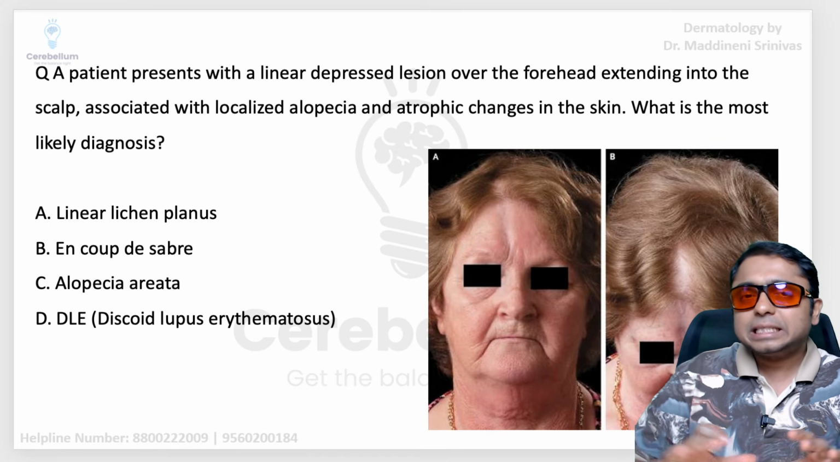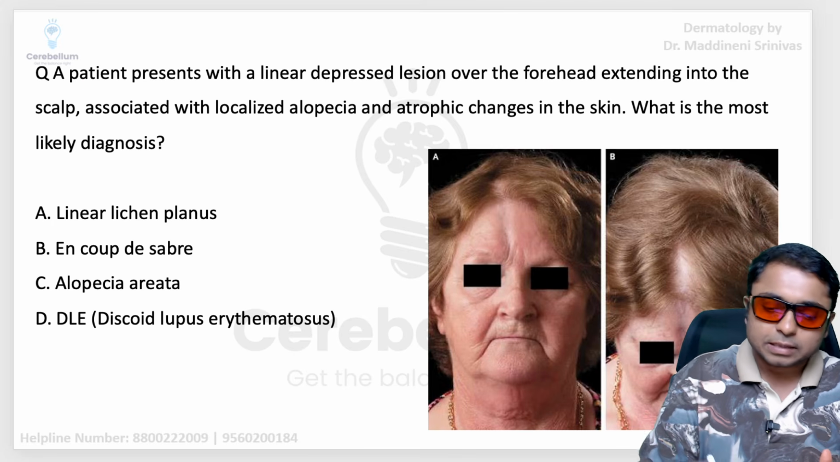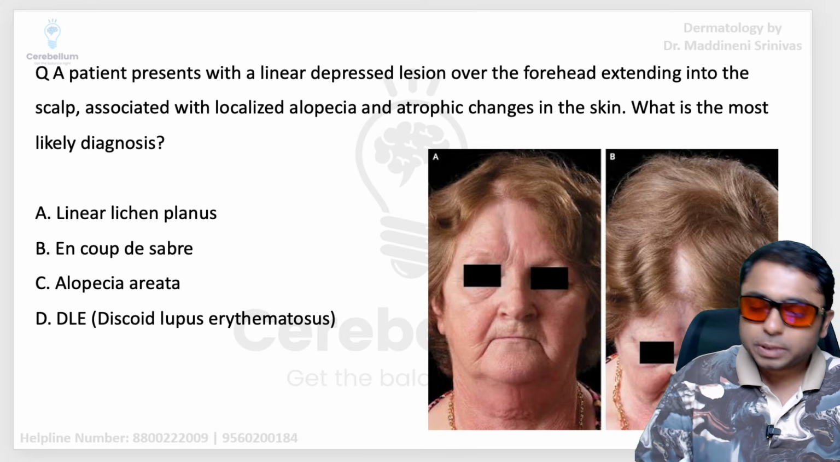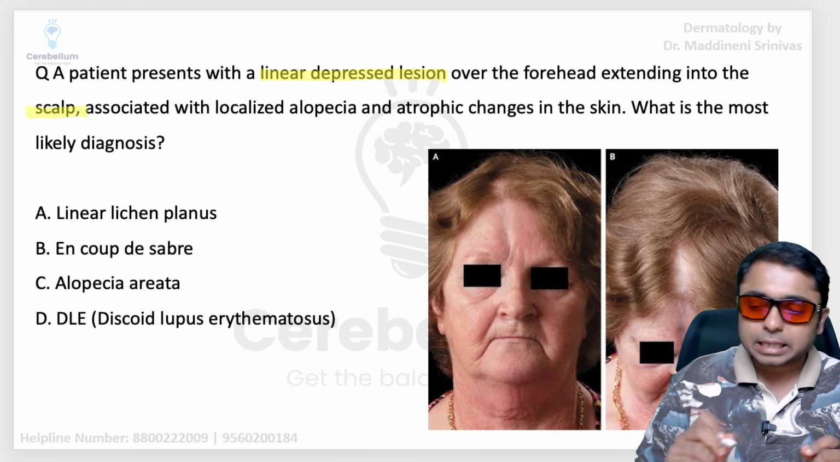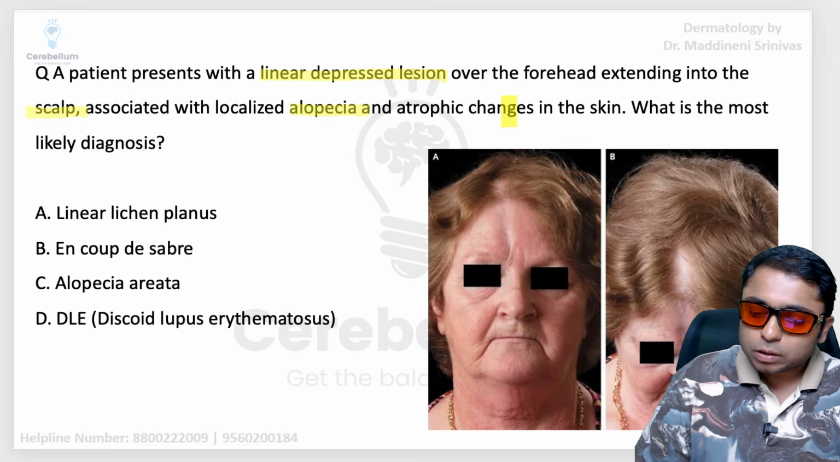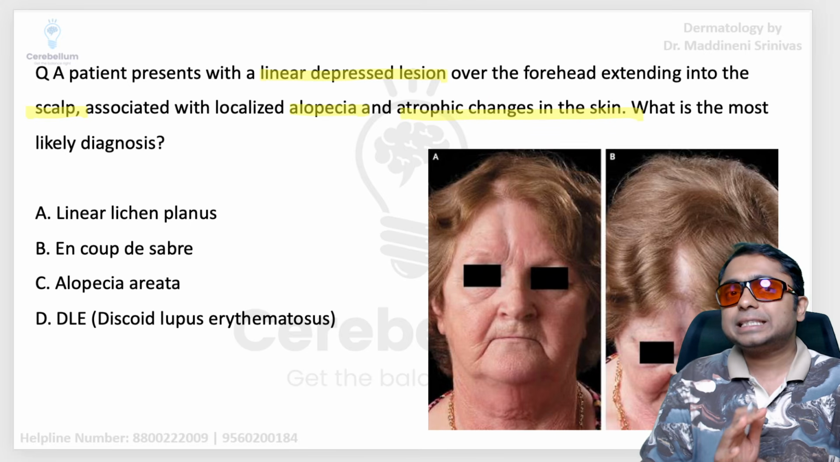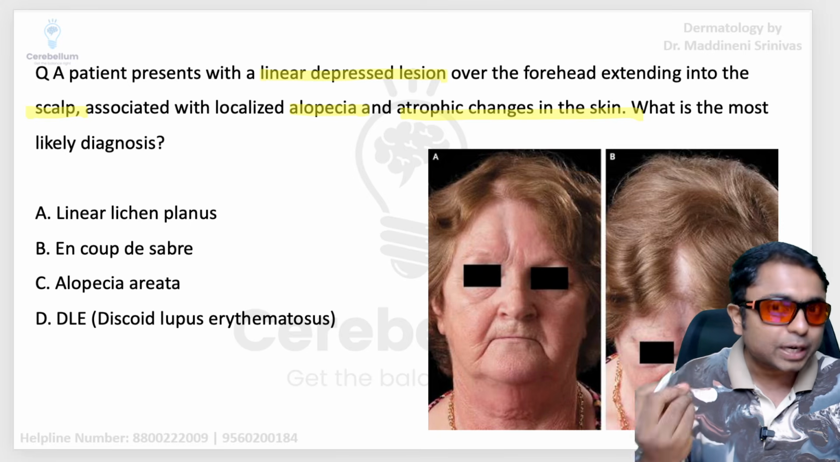And next question, I can say this is a little bit tough question for you because it's a NEET question, but it was asked in FMGE now. Patient is presenting with a linear depressed lesion over the forehead extending onto the scalp. Okay. And it was mentioned that there is hair loss and also atrophic skin changes were seen over the forehead and the scalp. So this was what students told me. What is the most likely diagnosis for this condition?